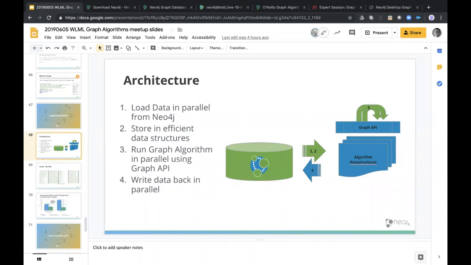We load the data from Neo4j, right? We actually store it in memory. We store it in a memory structure inside Neo4j, inside the machine that runs Neo4j. Then we run all of the graph algorithms in parallel. Parallelized, if you have 120 cores, you can do it on 120 threads at the same time, on that optimized memory structure. When we get the results from that, we write the data back in parallel. So this is not Cypher doing that, right? This is a Java plugin, part of the algo package, that does this for you.